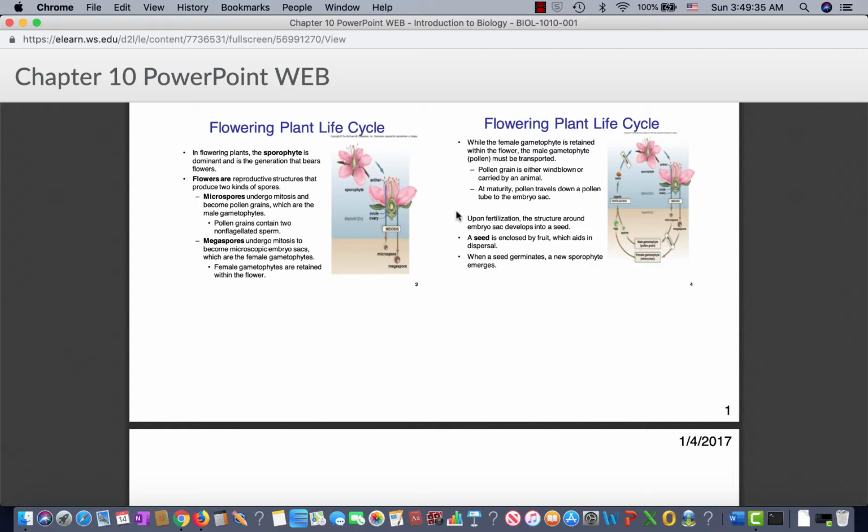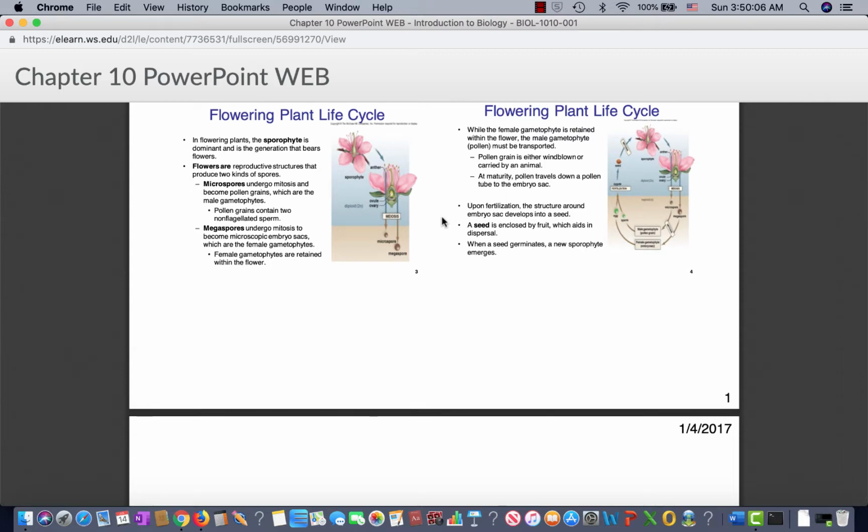So the female gametophyte is retained in the flower, and the male gametophyte, the pollen, must be transported. And that's either just blown in the wind, so now you know that thin layer of gunk on your windshield in the spring is male plant reproductive cells. So you're welcome for having that image in your head. So either they're blown by the wind, in which case they end up everywhere, or they're transported by a pollinator, or, like for cockleburs, they're just carried around by the fur of whatever happens to come by.